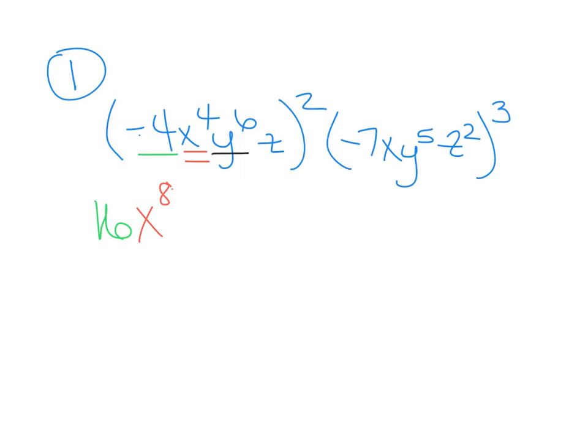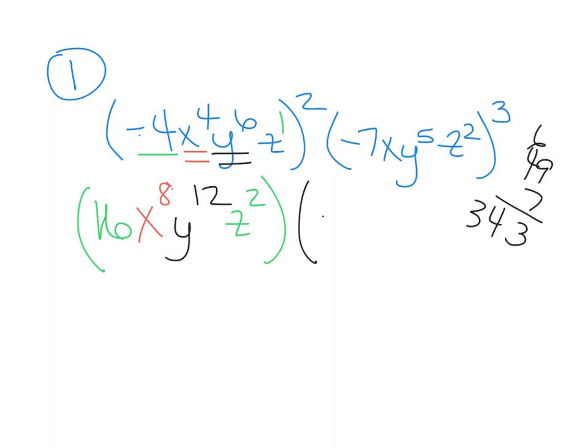And then you do y to the 6th to the 2nd. 6 times 2 is 12. On the z in the first parentheses, you have to remember there's an imaginary 1 there. So 1 times 2 is 2, so it's z squared. So my first power to power turns out like that. The second power to a power, we have to do -7 to the 3rd. -7 times -7 is 49. And then 49 times -7 is -343.